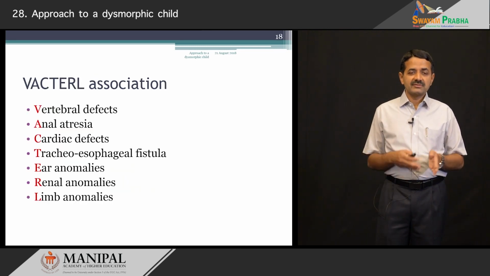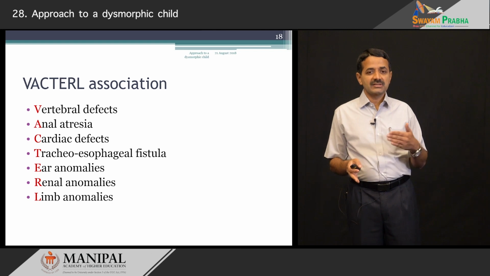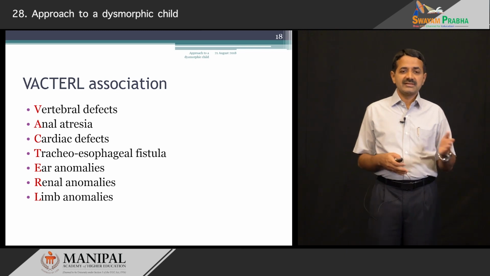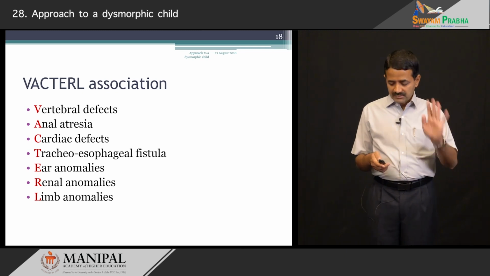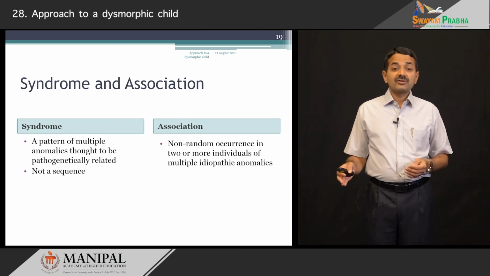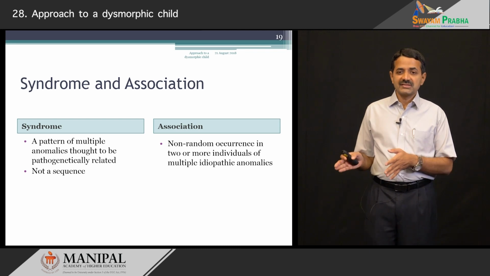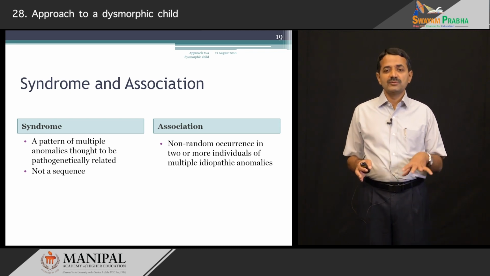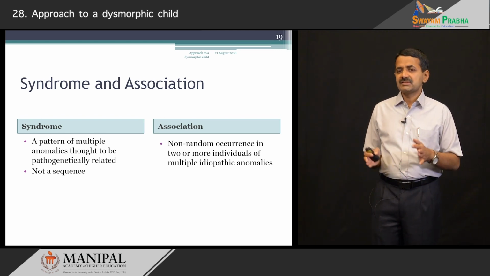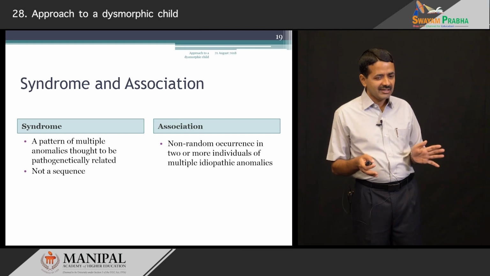Whereas association, as we see in VACTERL, vertebral defects, anal atresia, cardiac defects, tracheoesophageal fistula, this is an acronym for VACTERL, or ear anomalies, renal anomalies and limb anomalies. These are called association. A syndrome is a pattern of multiple anomalies thought to be pathogenetically related, and it is not a sequence. Whereas, an association is a non-random occurrence in two or more individuals of multiple idiopathic anomalies. We do not know the cause, we do not find any relation between two anomalies, but they occur frequently.